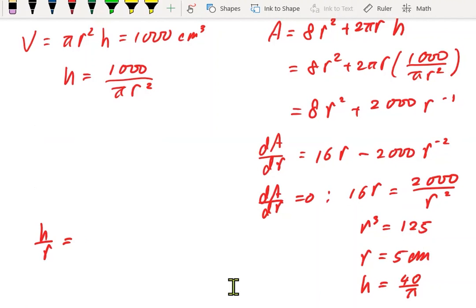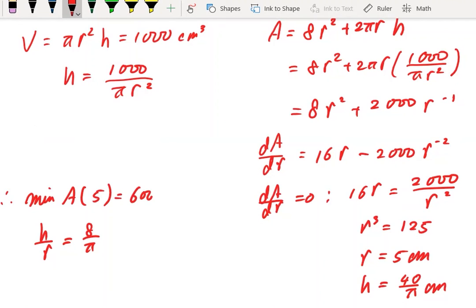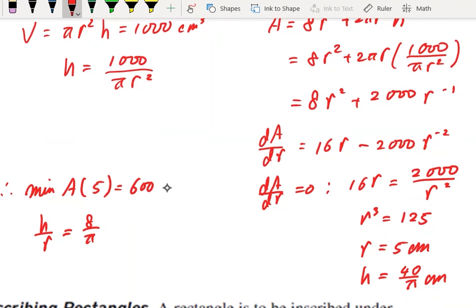So that is 8 over pi. How about that? And then I'll just give this as well. This is a habit. Minimum, which is A at 5, and then that will be 600. How about that? But in this case, this is your answer. Question before I move on?